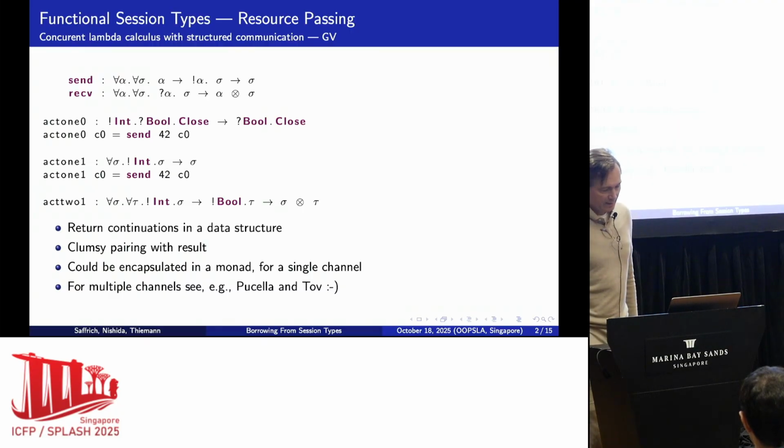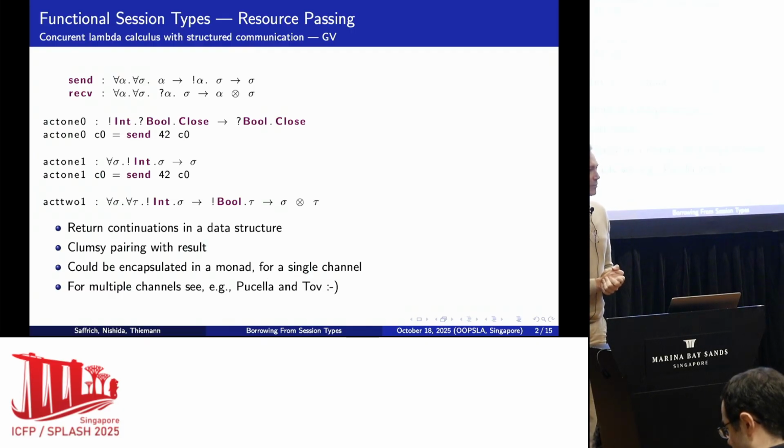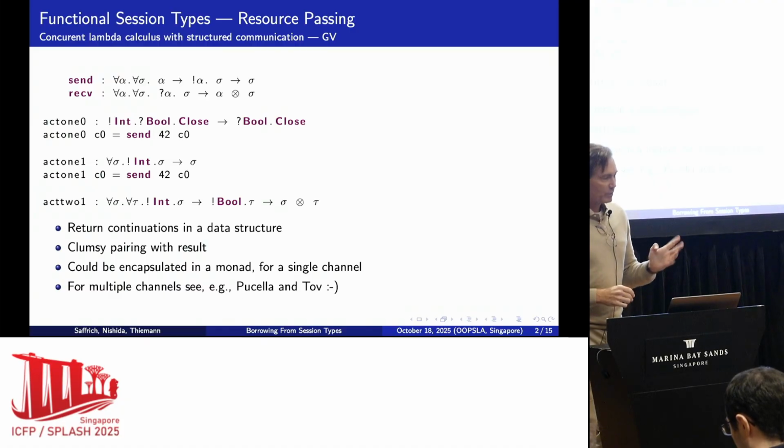In this example, I don't really return a result from the calculation, so you would have to pair that as well. Of course, you could say, hey, I can encapsulate that in a monad. This works nicely, but only for a single channel. And there's work like, for example, Pucella and Tov, where they did some embeddings in Haskell, and it gets pretty crazy if you look that up for multiple channels. Now, what can we do?